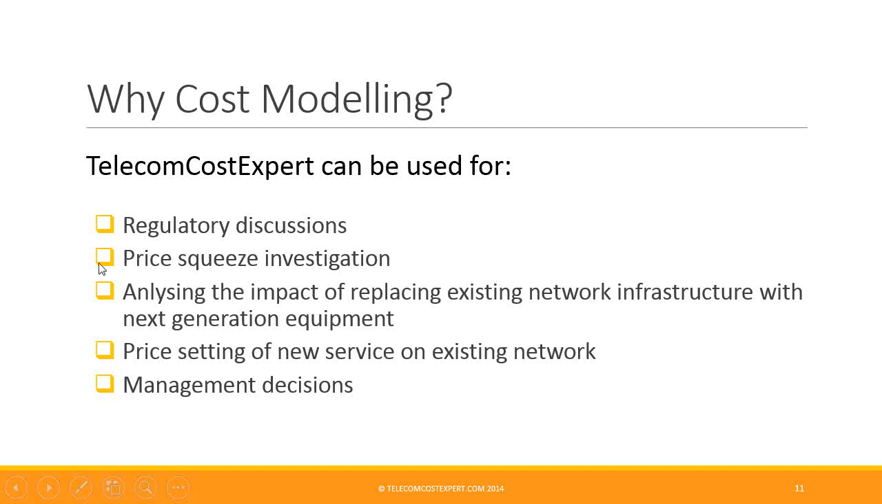The second bullet mentions the price squeeze. So again, if you have a correct view of the costs that are being incurred, you can have various insights about the cost and the price that will be charged for a certain service. The third bullet mentions the analysis of the replacement of an existing network infrastructure with a next generation. So for example, if you would go from a copper to a fiber network, what will be the impact in terms of operations, costs, and so on? This is something that can be modeled with TelecomCostExpert.